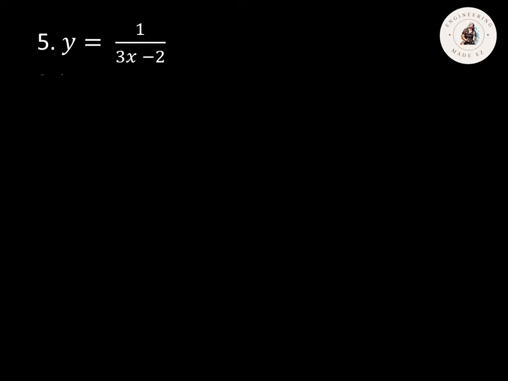For number 5, we have y is equal to 1 over 3x minus 2.